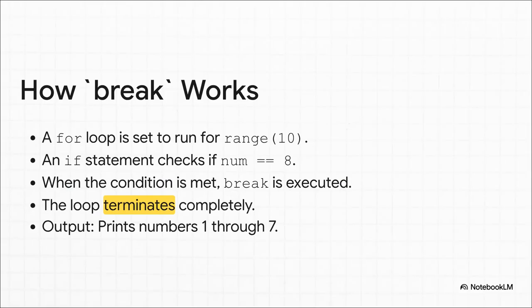Here's a perfect example of break in action. The loop is supposed to run 10 times, covering the numbers from 1 to 10. But inside, the code is checking if the number is 8. So it prints 1, 2, 3, all the way up to 7. But as soon as the number hits 8, that condition is true, break gets executed, and the entire loop just stops dead in its tracks. It never even gets a chance to print 8, 9, or 10.